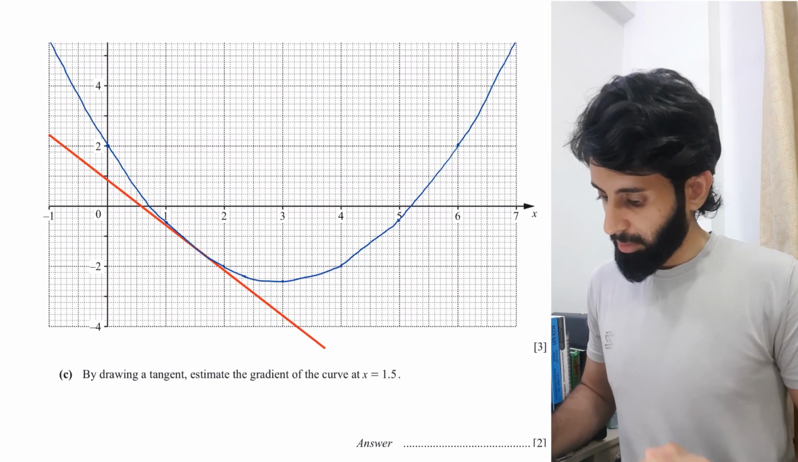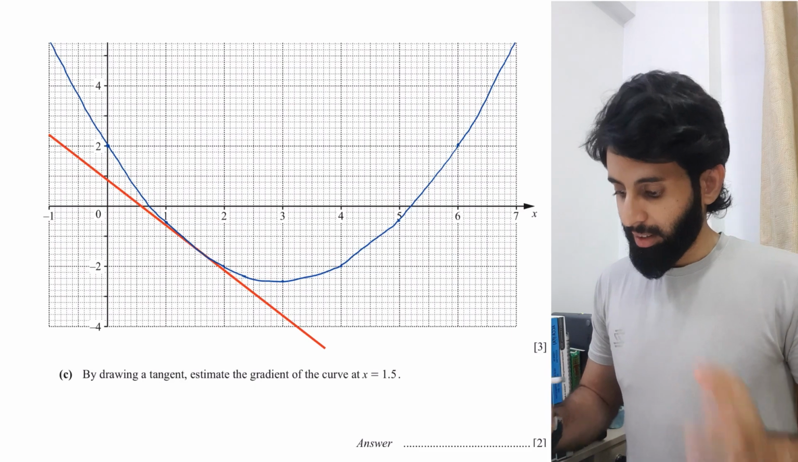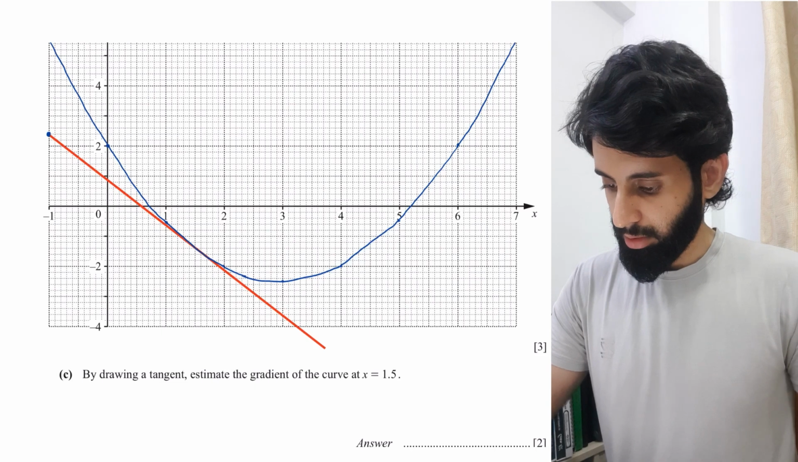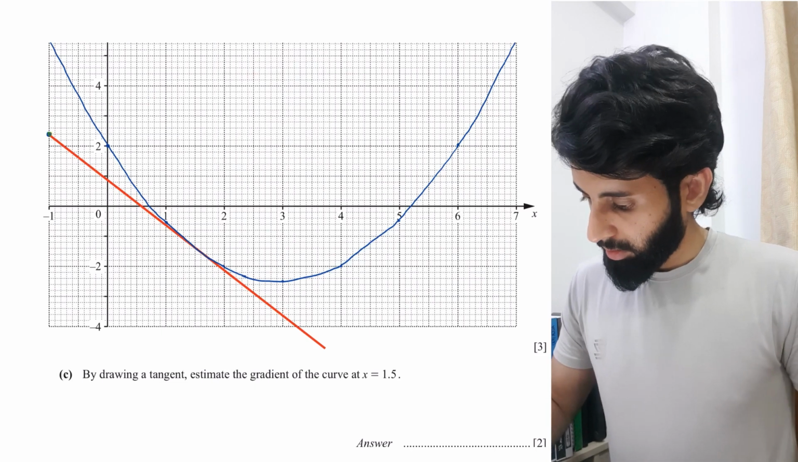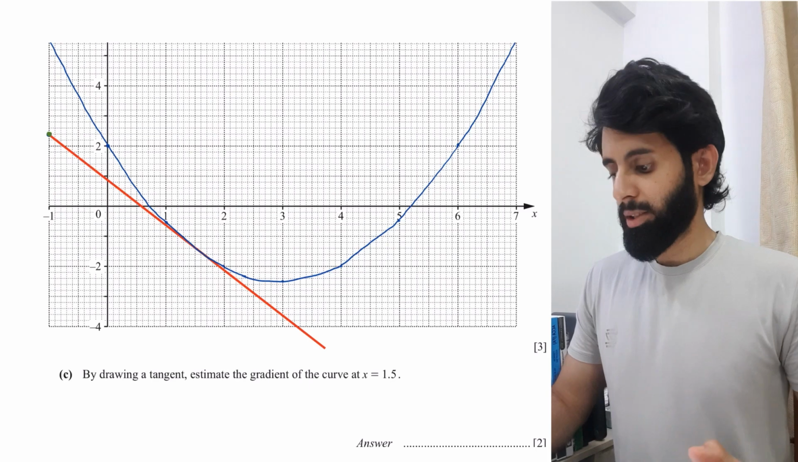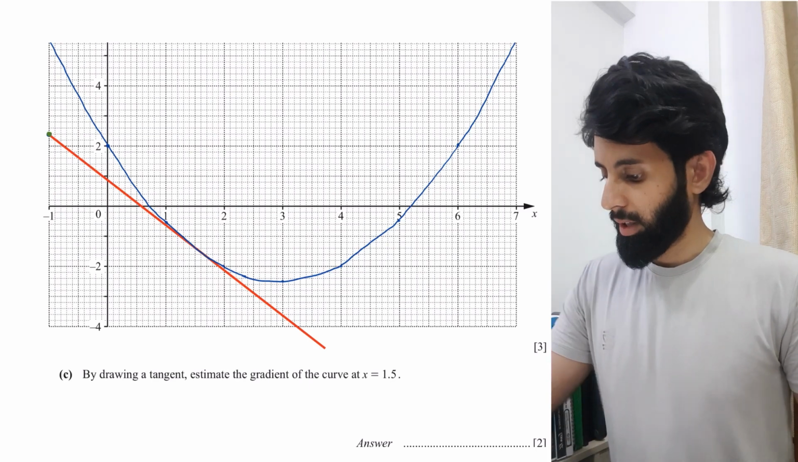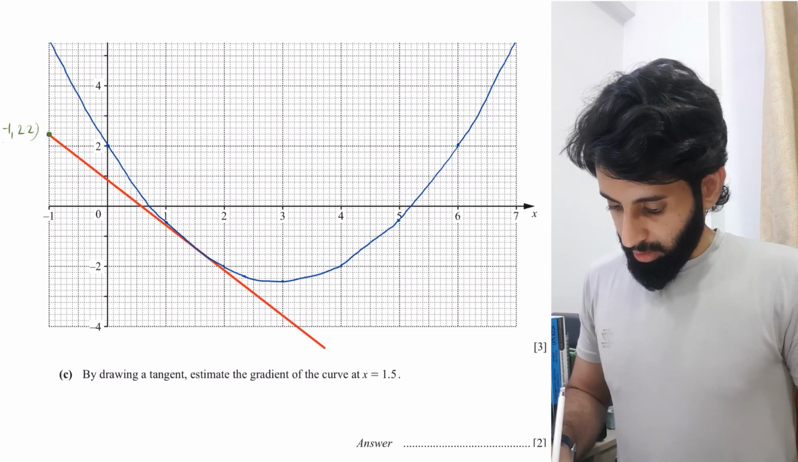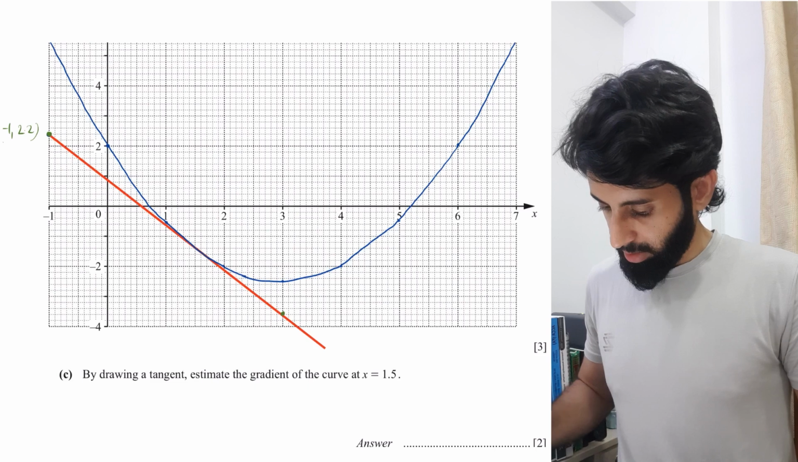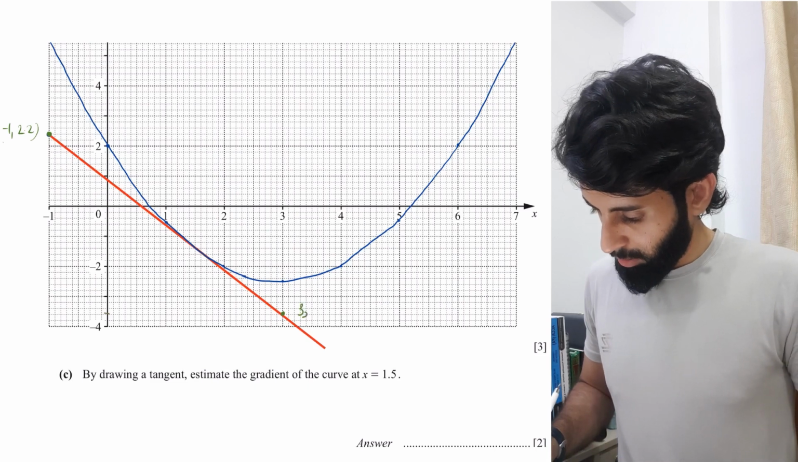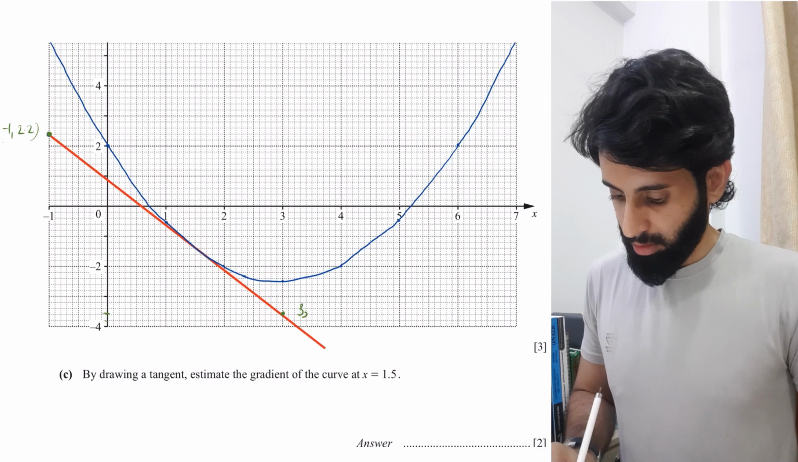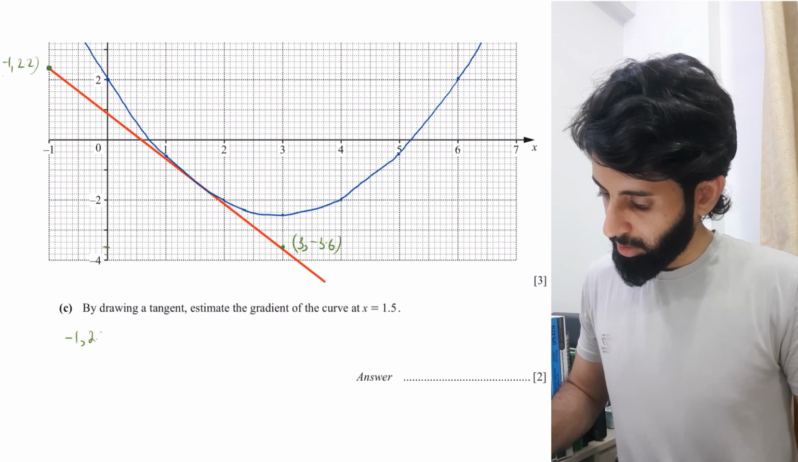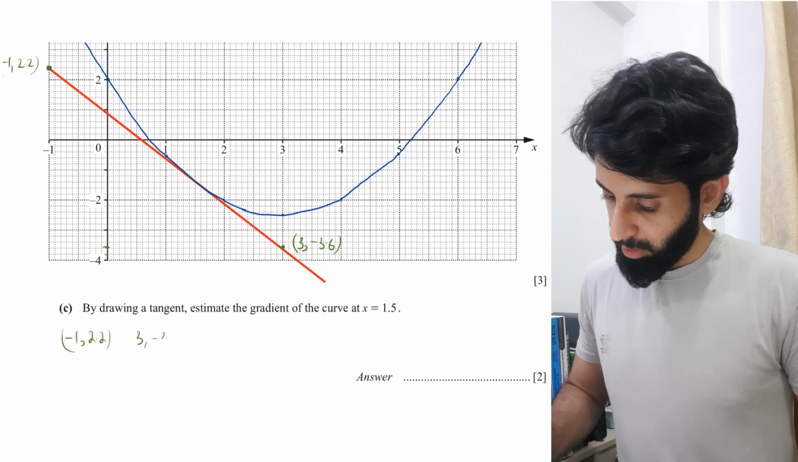So the points that you're going to pick, make sure that they're points that you can read easily. So I'm going to take this point. This one looks good. In fact, let me switch to another color so that you can see clearly what I'm doing. This point right here has coordinates -1, 2.2. Let me write that down. And then let's pick another point. This point looks good. So this point has coordinates 3, minus 3.6. Okay, so I'm going to rewrite these 2 points: -1, 2.2, and then 3, -3.6.